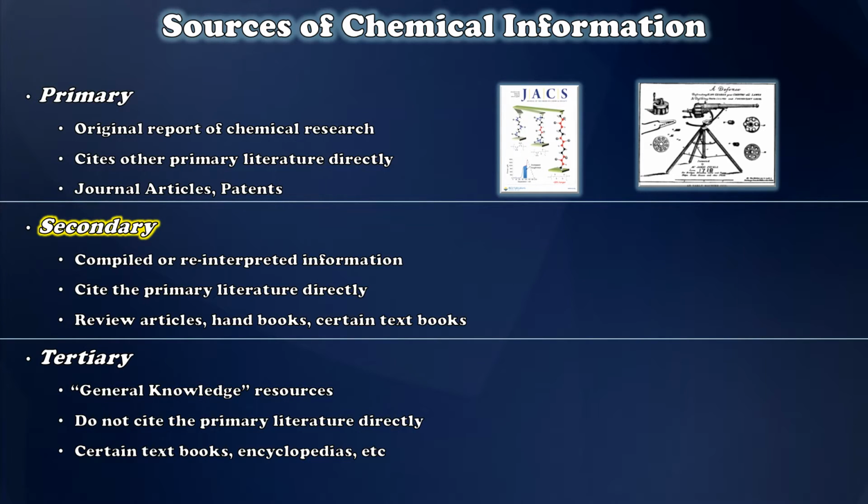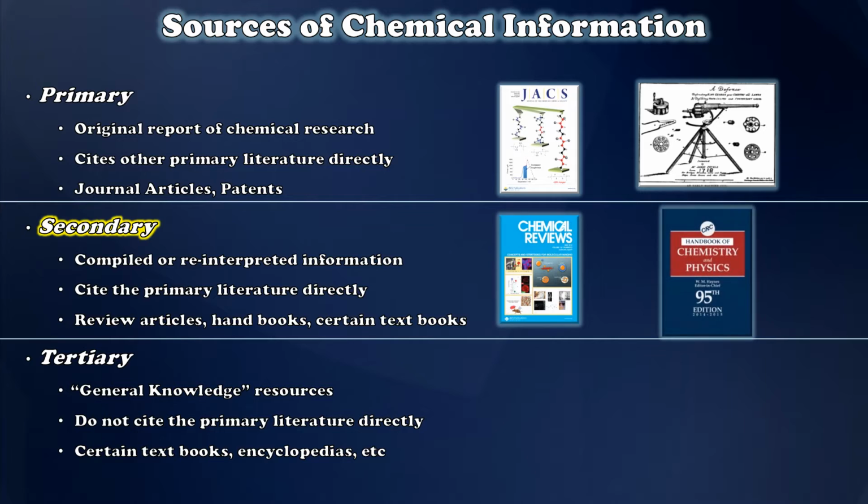Secondary chemical literature contains compiled or reinterpreted information. So it's reporting on the observations of other people, those who did not actually write the paper. They do, however, cite the primary literature directly. And a great example of secondary literature would include things like review articles, handbooks, and some textbooks, though not all.